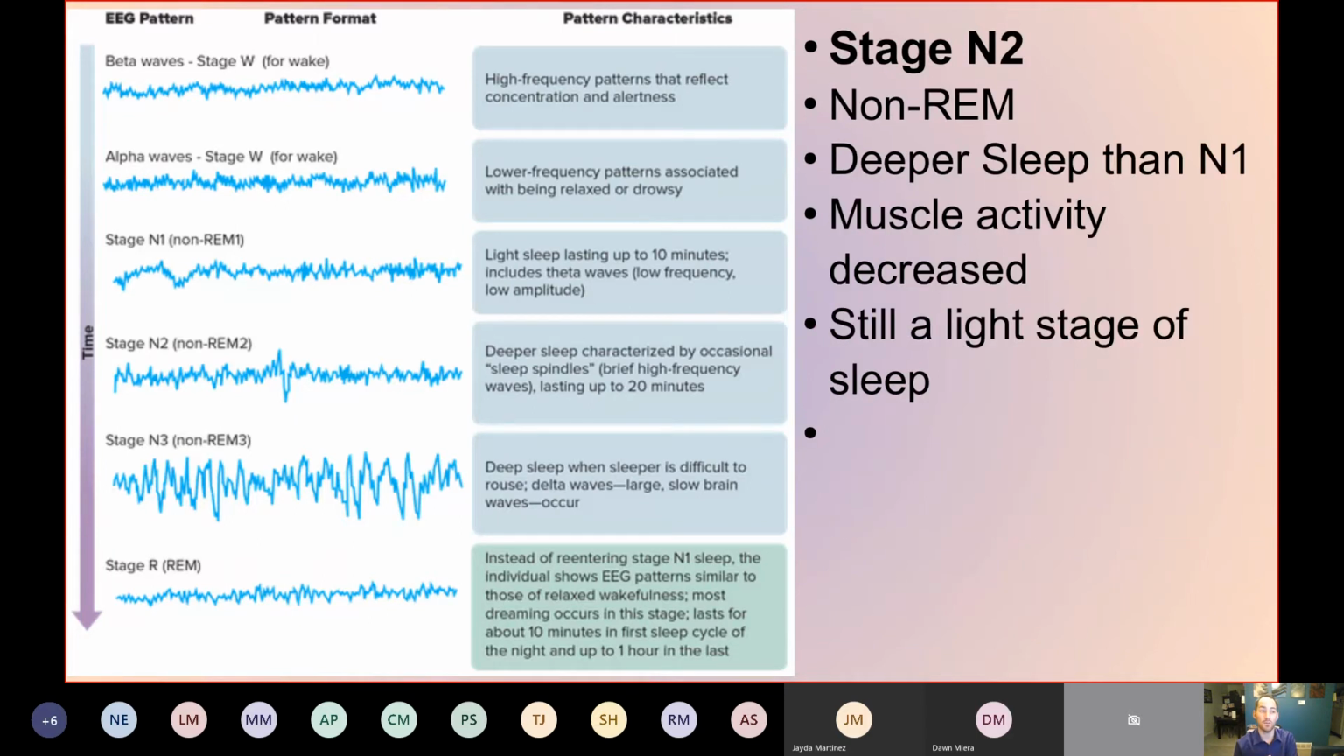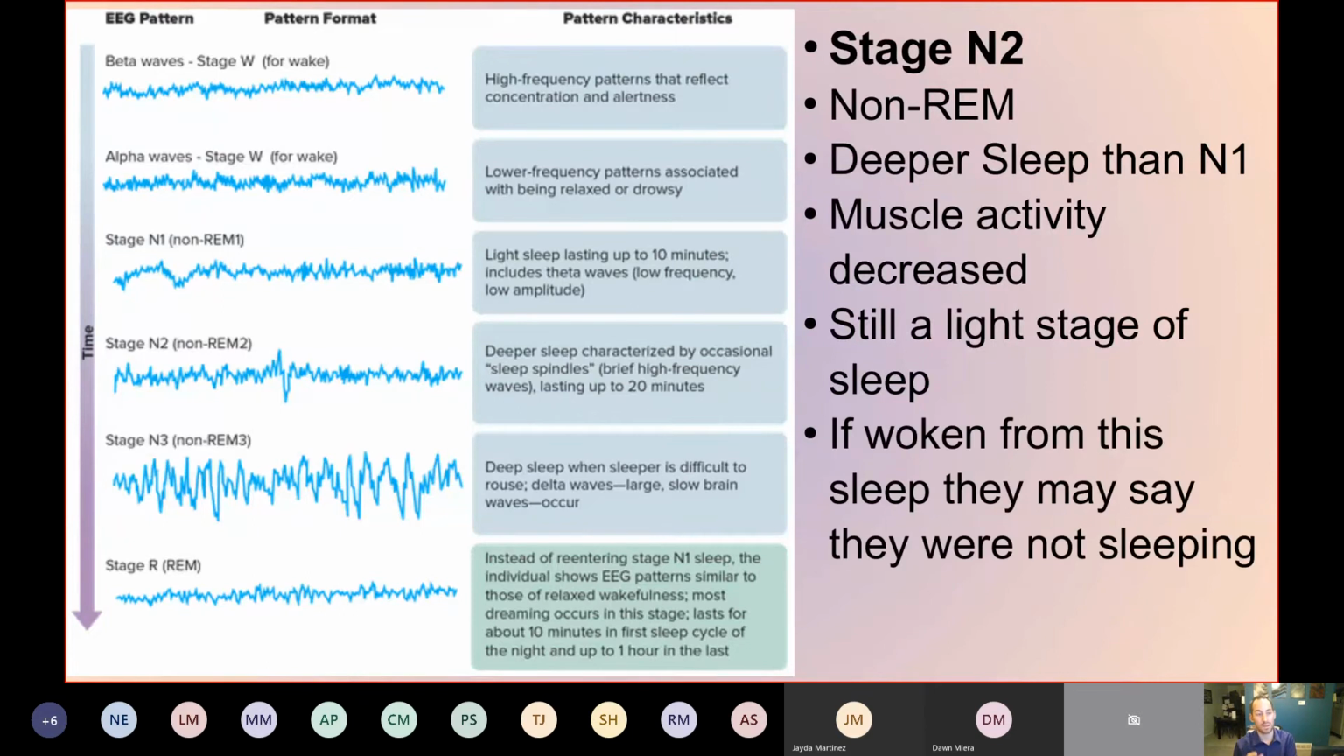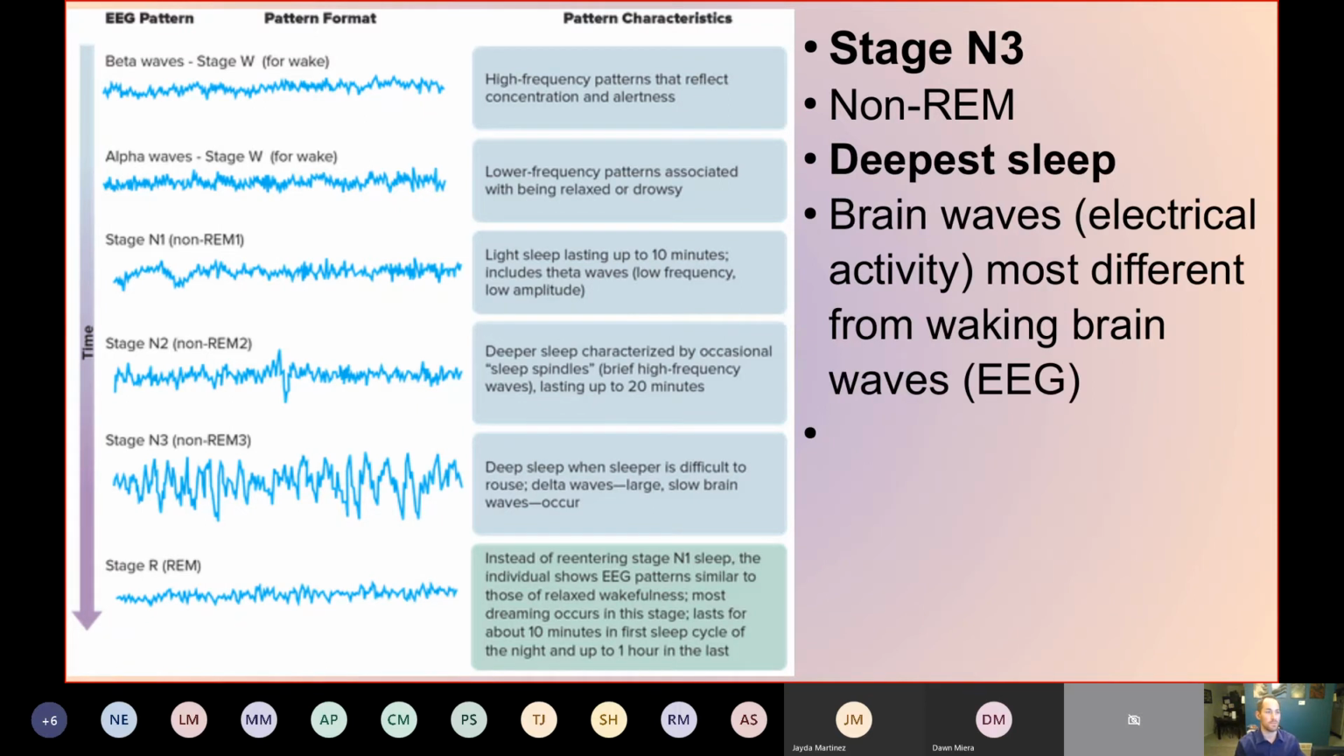Stage N2 is also a non-REM sleep. It is deeper than N1, but it is still pretty light. So you do have decreased muscle activity, but you still might be woken up from this and say that you weren't sleeping. So someone who has now fallen asleep in class might be in stage N2 sleep. And if you move their chair, they'll be like, oh, I wasn't sleeping. They're probably in N2 sleep.